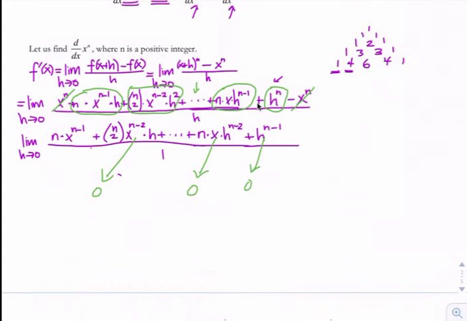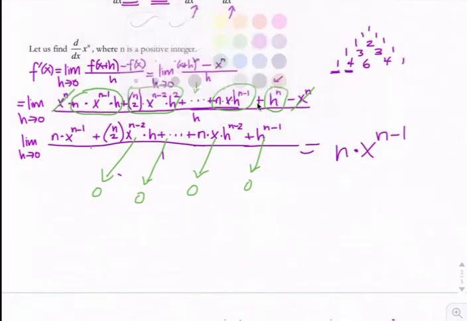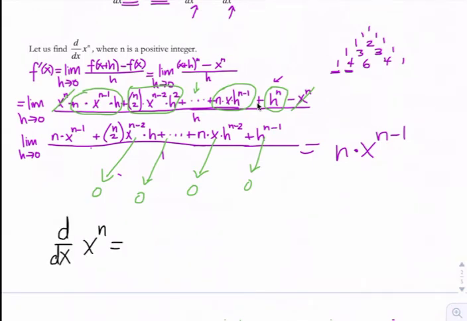Do all these terms in between also have at least one h? Yes, they do. So all these terms go to 0, and your final answer is going to be n times x to the n minus 1. This is a very powerful formula. In fact, let's write it nicely. So this says the derivative of x to the n is equal to n times x to the n minus 1. So here's an example of how you can use that.